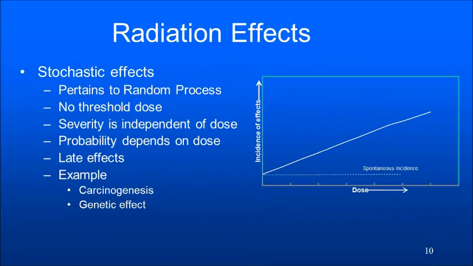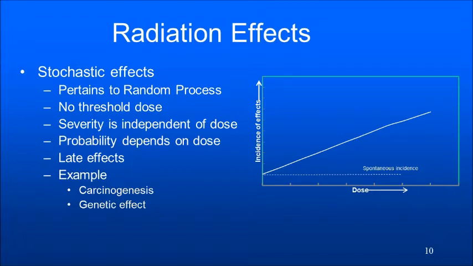If you go further into understanding the stochastic effect, it pertains to a random process. You cannot say this will happen to this person. The same dose given to different people will show different types of stochastic effects. They may show, they may not show. So it pertains to a random process. It is not that a person exposed should certainly get it. There is no threshold. There is no minimum dose.